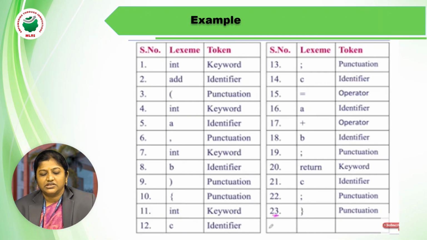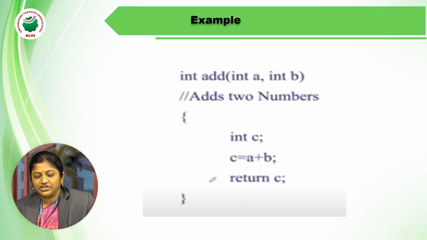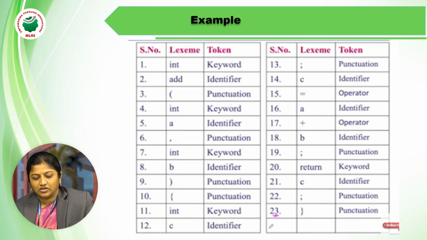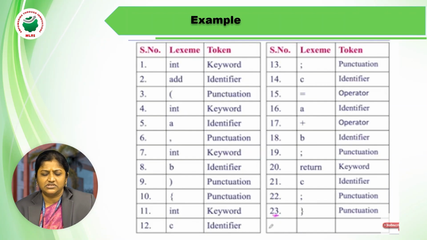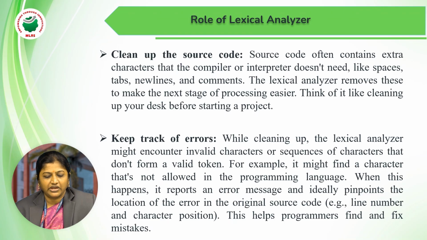See here, int we are considering as a keyword token, add as an identifier, the open brace is punctuation, int is again a keyword, a is an identifier. Int is again what? Keyword. Comma is punctuation again, int b. So all these are identifiers and keywords. How many tokens are there? 23 in this.